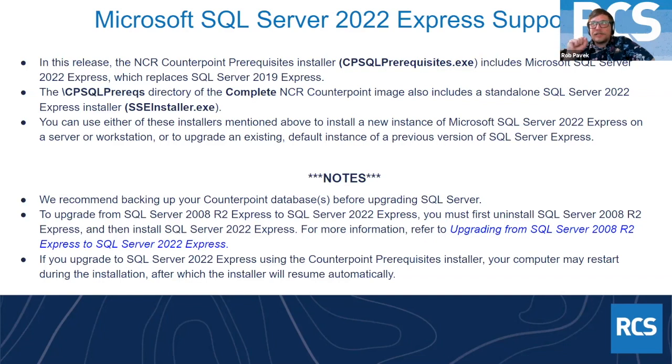So, some definite notes to keep in mind before upgrading your SQL Server. Back up your Counterpoint databases before upgrading SQL, always. Make sure you have your backups. If you're coming from SQL Server 2008 R2 Express to SQL Server 2022 Express, you're going to have to uninstall SQL Server 2008 R2 and then install SQL Server 2022. The upgrade doesn't play nice. So you're going to have to go through that whole uninstallation process and then install again to be able to update from that specific version.